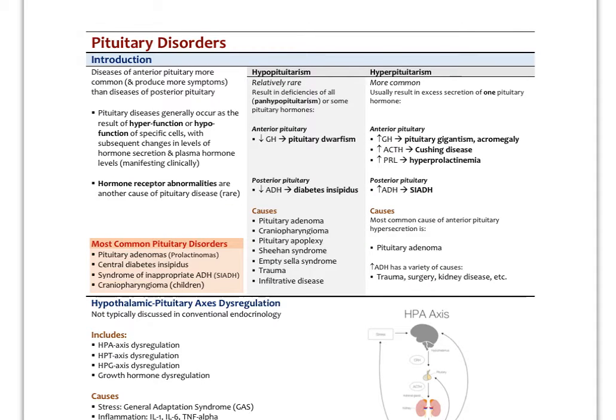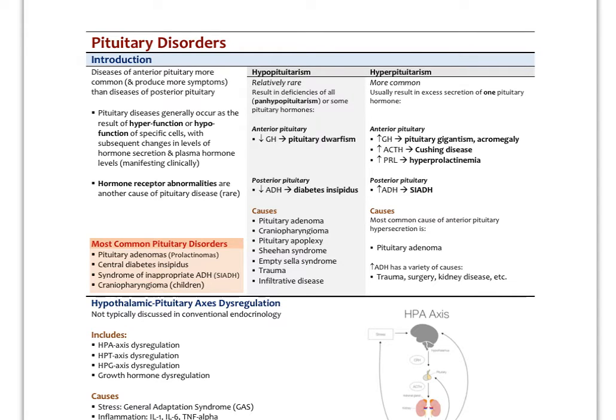Okay, let me just do a quick introduction of pituitary disorders here. First of all, diseases of the anterior pituitary are a lot more common, and they produce a lot more symptoms than those of the posterior pituitary. And for oxytocin, we usually don't talk about that, so we can take that one off the list. So that simplifies things a little bit.